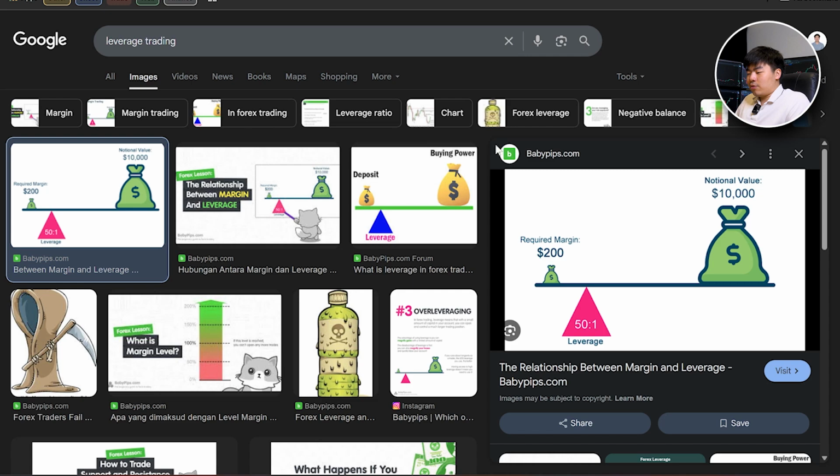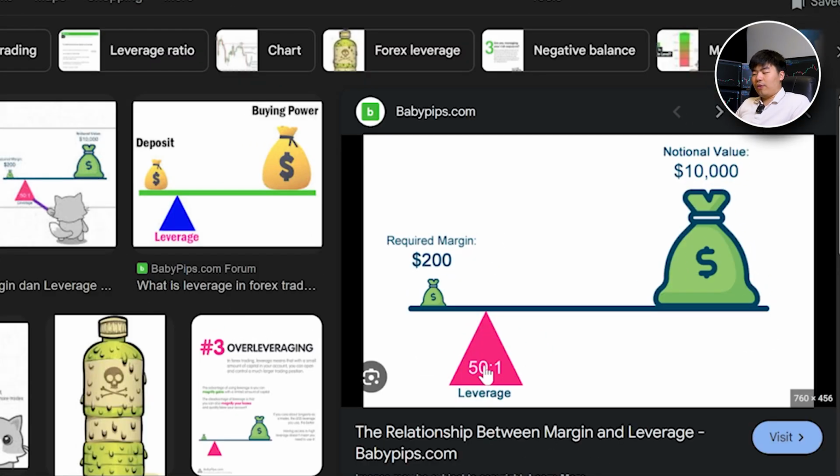This is a very good representation of leverage. As you can see here, this is 1 to 50 leverage. In Forex, this is pretty small. With just $200 of your own money, you can trade up to $10,000 in assets, whatever the asset, either gold, Forex, or crypto. With 1 to 50, you can trade 50 times bigger than your account balance.